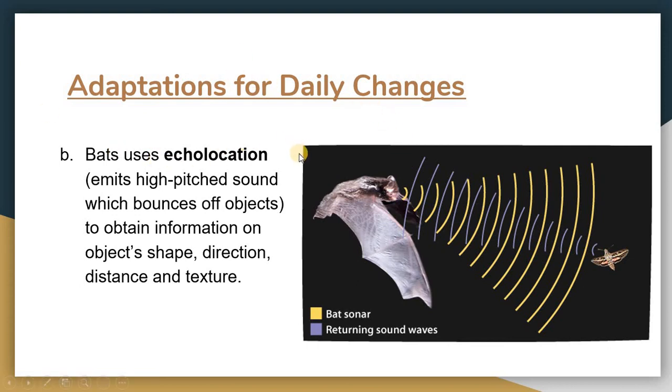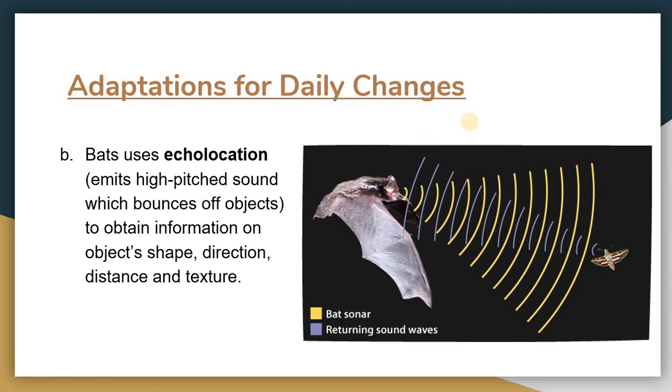Okay, and of course, another one is bats. So bats use echolocation. So they emit high-pitched sounds which bounce off objects to obtain information on an object's shape. So they also can use this high-pitched sound to detect directions and the distance. For example, the distance between this bat and this bug here. I believe this is a moth. And they can also use a high-pitched sound to determine the texture of certain things.